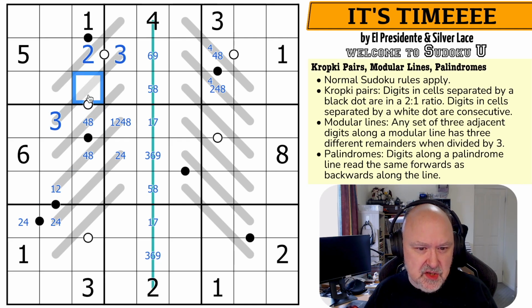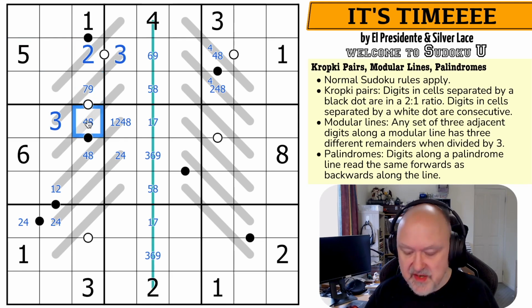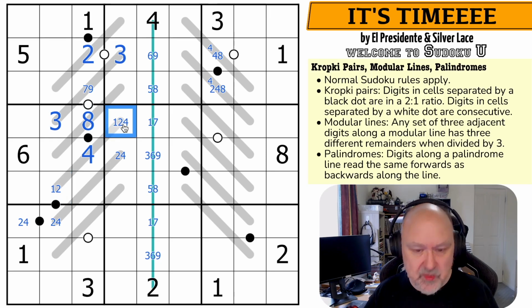So this digit, if this is an 8, this is 7 or 9. And if this is 4, it can't be 3. This would be 5. And it can't be 5. That can't be 5. So this is 7, 9. This is 8. This is 4. That takes 8 out of there. Oh, this is actually 1, 2.